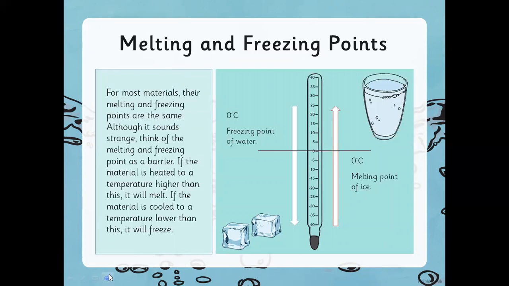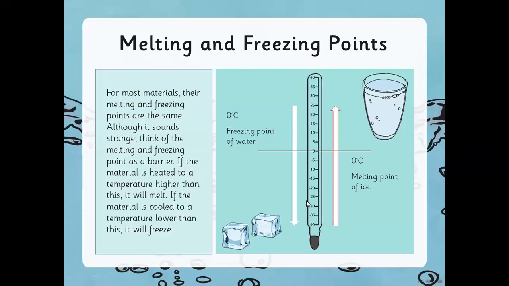Melting and freezing points. Can you see this thermometer here? Look at the numbers. So it starts at 0 here, and then goes up to 5, 10, 15, 20, 25, 30, 35, 40 degrees Celsius. And then below 0, it goes to -5, -10, -15, -20, -25, -30, -35, and -40. That would be very, very cold.